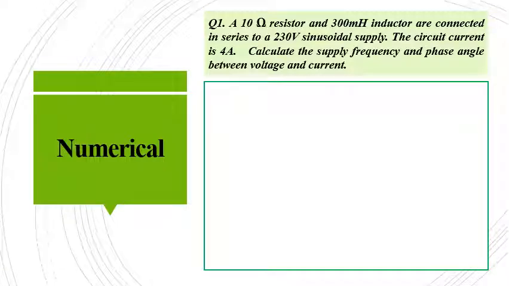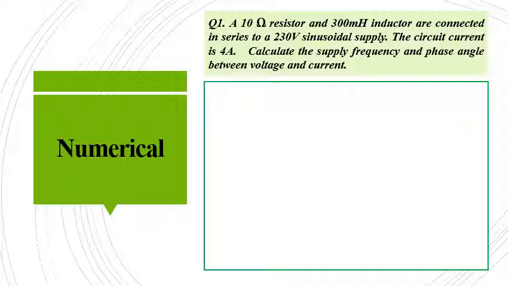A 10 ohm resistor and a 300 millihenry inductor are connected in series to a 230 volt sinusoidal supply. The circuit current is 4 ampere. Calculate the supply frequency and phase angle between voltage and current. So whenever we get a question, first of all check the nature of the circuit. So here we can see that a 10 ohm resistor and a 300 millihenry inductor are connected in series. So this is a series RL circuit.